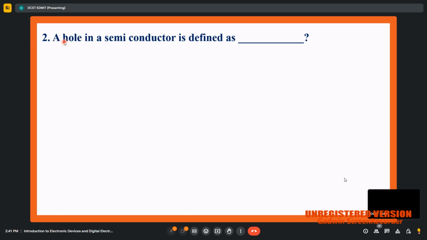So now I think that was one question. Another question asked in your DCET exam is, a hole in a semiconductor is defined as.